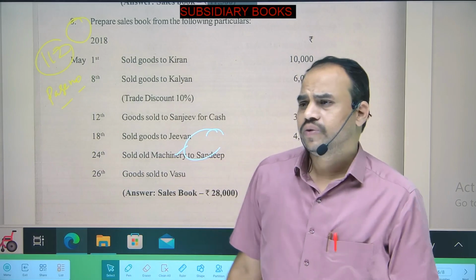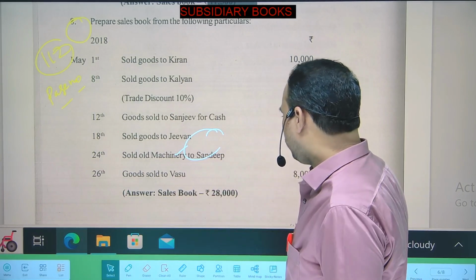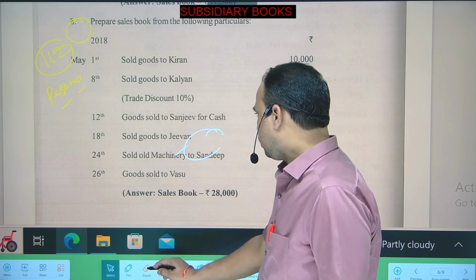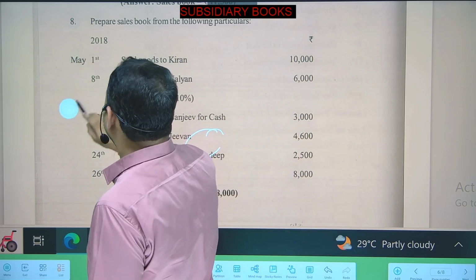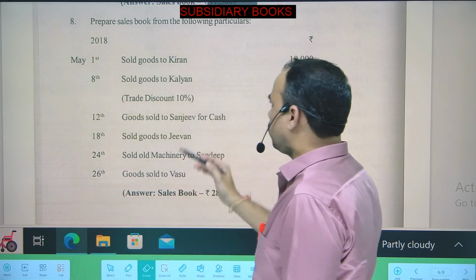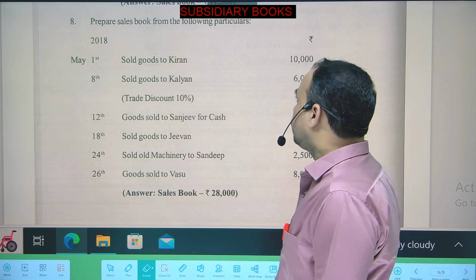Okay, now the 7th problem is completed, beta. Now we will do question number 8. So this is question number 8. What is asked in question number 8?